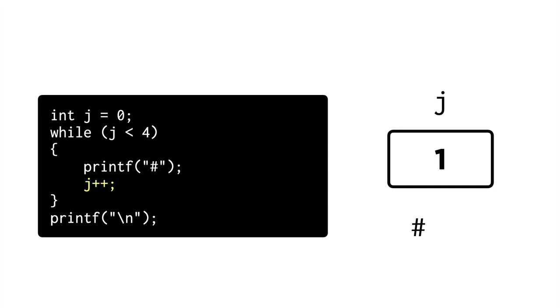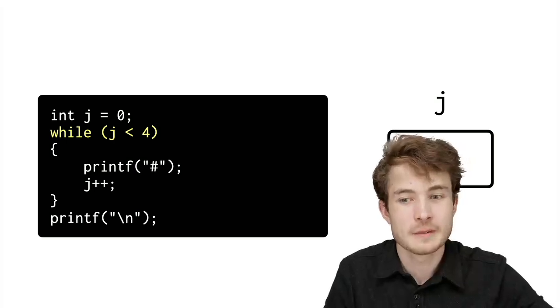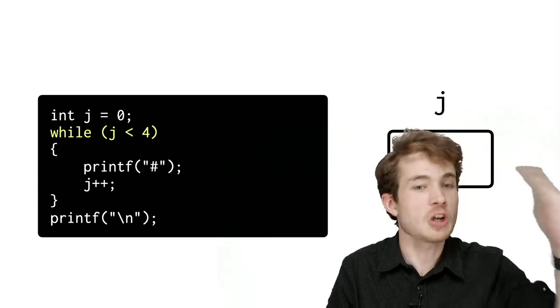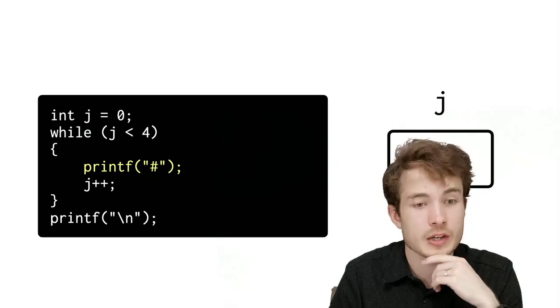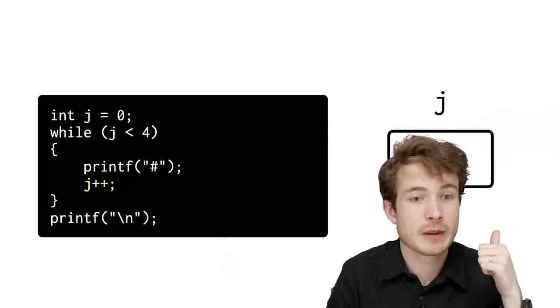And now, logically, in this loop, I'll go back up to the top and I'll reassess this condition. I'll say, is j still less than 4? And for those of you who are here live, is j still less than 4? I think it is, right? So we'll keep going. We'll go through this loop one more time. I'll say print out another hash. And then I'll increase j by 1.